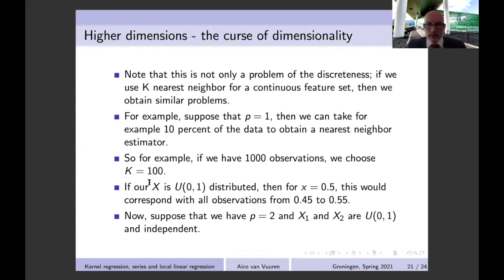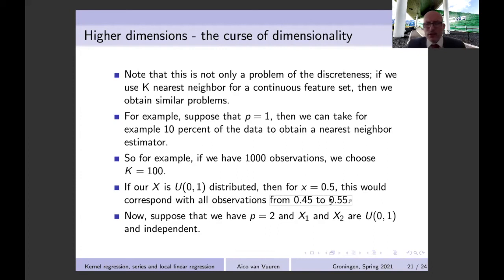Well, what does that mean? That means, for example, that if x is uniformly distributed between 0 and 1, and we would like to predict at x equal to half, that roughly means that we are going to use observations between 0.45 and 0.55. So all those observations which have a value between 0.45 and 0.55 will be used in order to make our prediction.